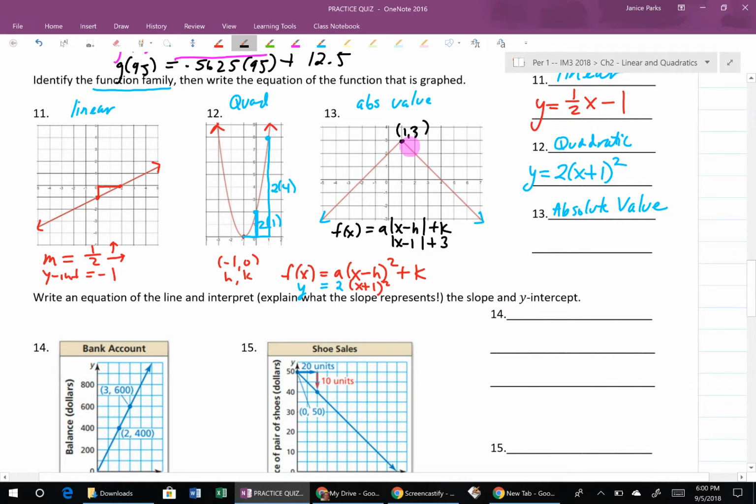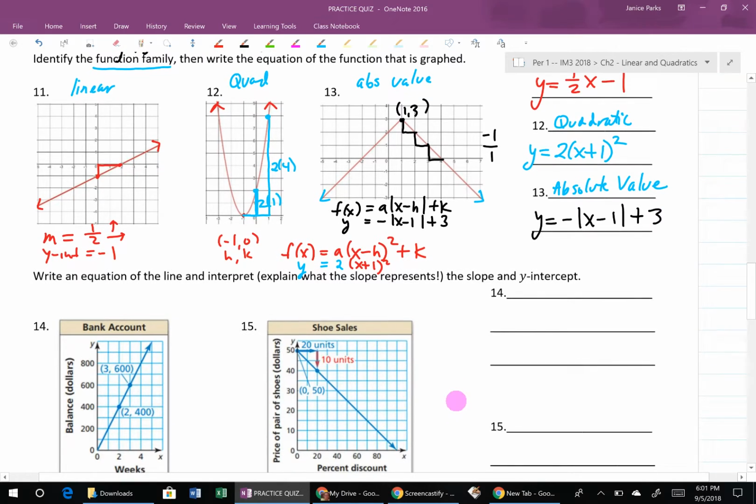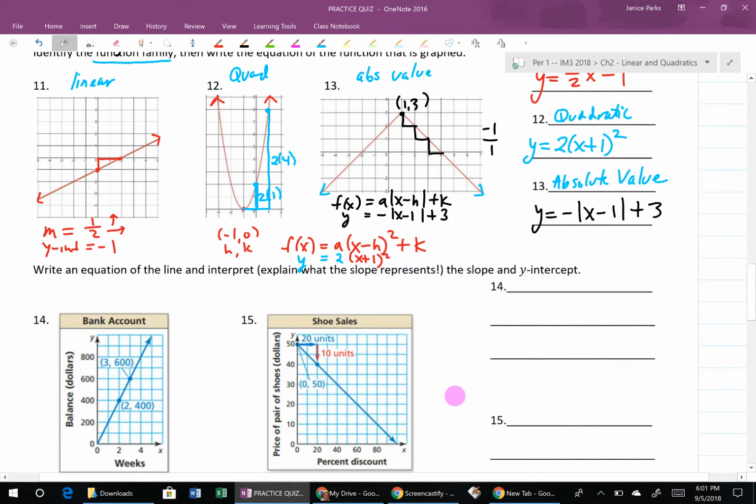The a value is down 1, right 1, down 1, right 1, down 1, right 1. So -1 over 1. That's like a slope. So that's a -1 value. When it's a -1, we just put a minus sign there instead of a -1. So y is equal to, basically it's an upside down absolute value, x minus 1 and then plus 3. It's not stretched out at all.